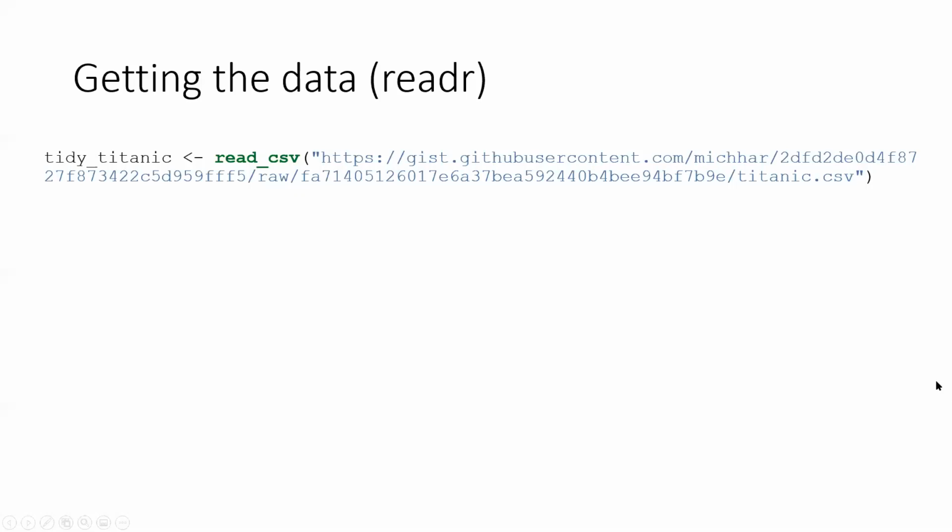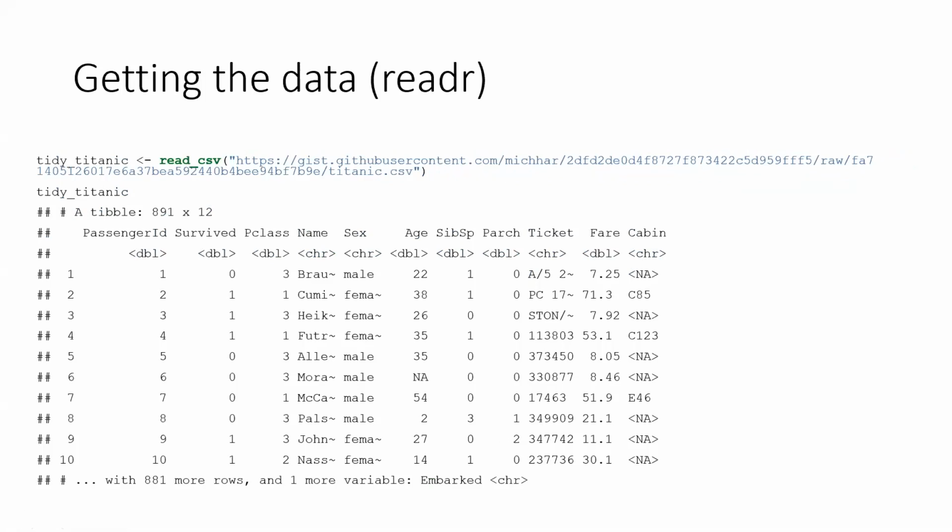So when we run this, what we're doing is we're reading this CSV file into an R data object. And we can actually see that object here. So when we print that to the screen, it'll tell us that it's a tibble. And it shows that it's 891 rows by 12 columns.